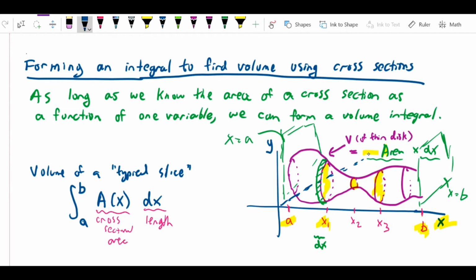The important point is that we know that this object that I've drawn extends from a low possible x value of a up to a high possible x value of b, and that's where we're getting the bounds on the integral. So this is the basic formula for volume by slicing: we're going to integrate from a to b the area of a cross section over and in the direction perpendicular to that cross section. So the integral from a to b of A of x dx is the basic formula that we use to find volume.